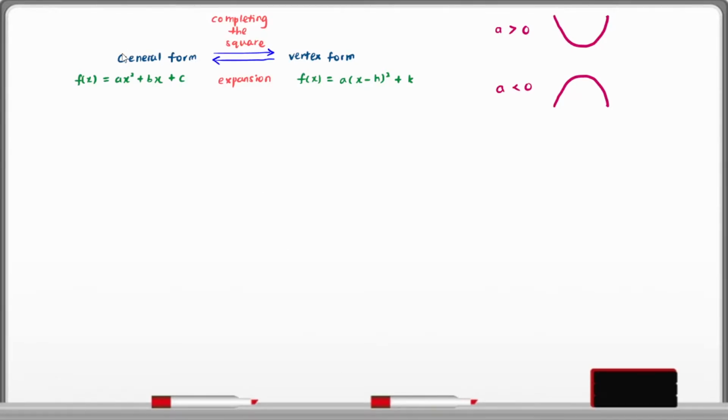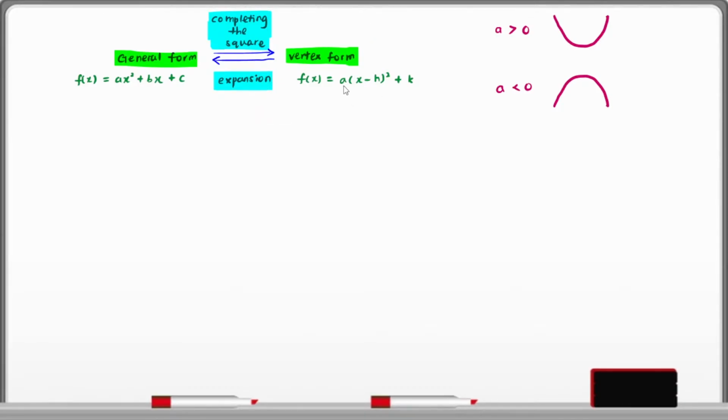Today, we're going to look at how to change the general form of a quadratic function to vertex form. The general form refers to ax squared plus bx plus c, whereas the vertex form is a bracket x minus h, squared, plus k. You can change the general form to vertex form using the method of completing the square. To change the vertex form back to general form, you can use expansion.